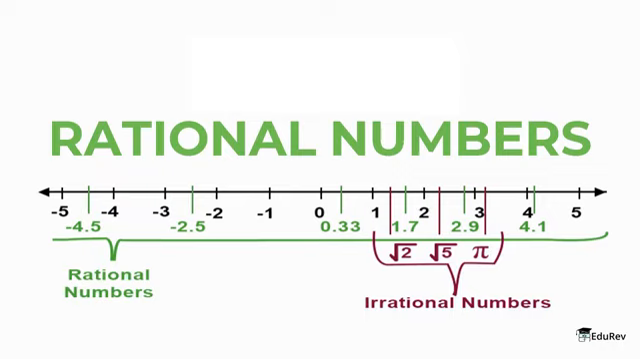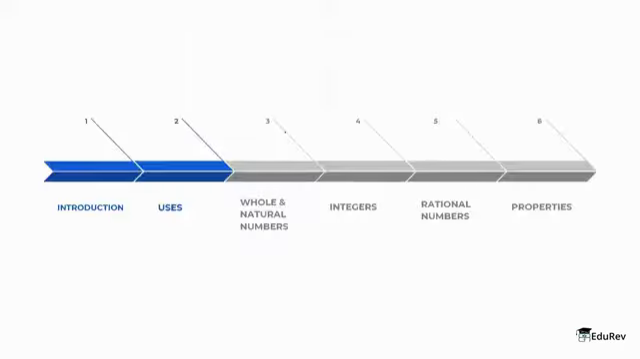I hope you remember what all we studied in the previous lecture about rational numbers. But for starters, let's take a recap. So in the previous lecture, we studied about rational numbers. We saw how these numbers are useful to us. Then we studied about whole numbers and natural numbers, about integers, about what are rational numbers and the properties of rational numbers. So let's move further in our journey to decode the topic of rational numbers.